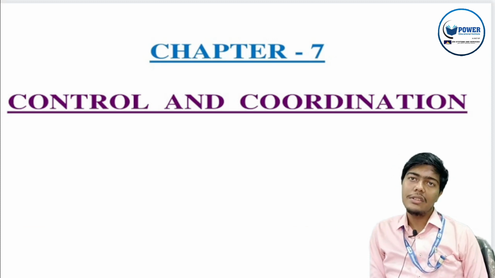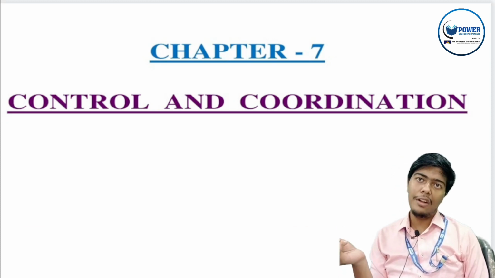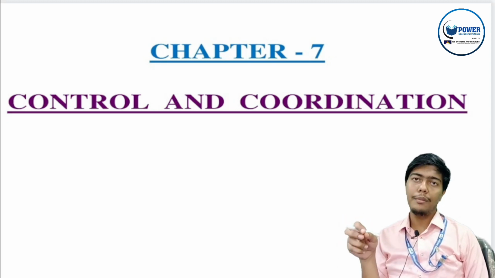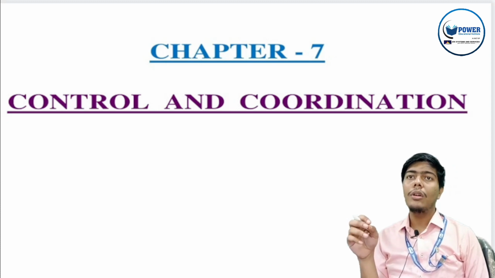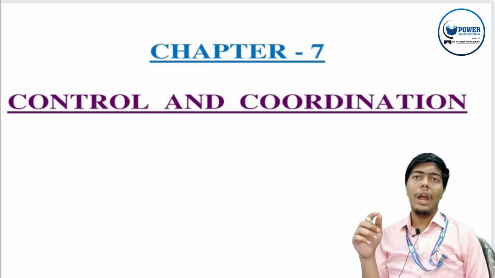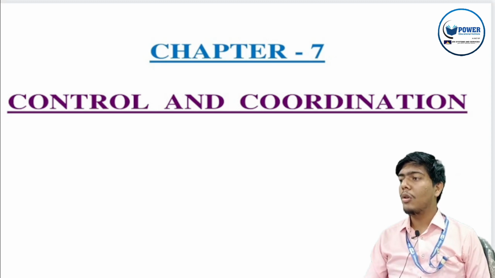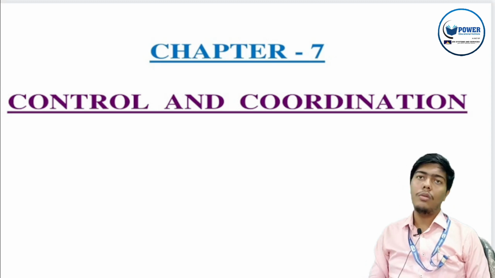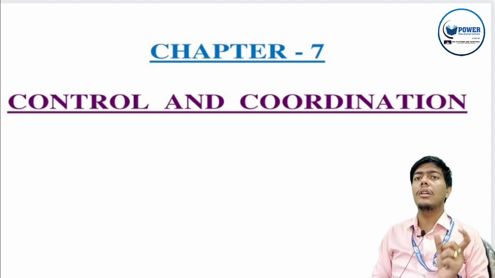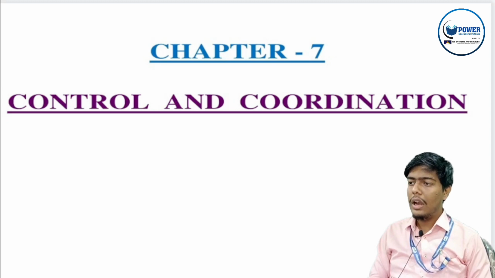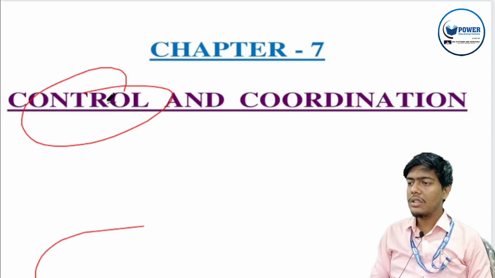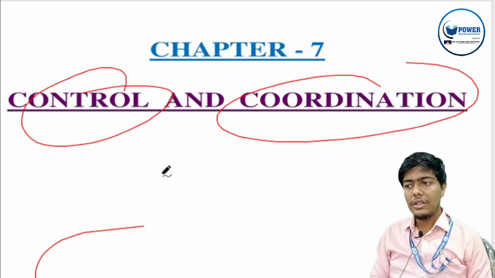Today I will discuss the most difficult chapter, according to the students, from the Science of CBSE Class 10, that is Control and Coordination. So at first, before going to the chapter proper, we have to know what they are telling about control and coordination. So at first we have to understand these two terms: what is control and what is coordination?